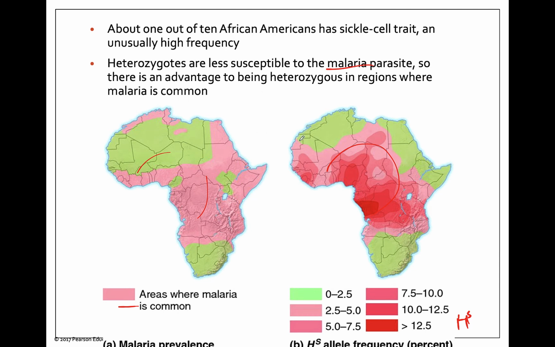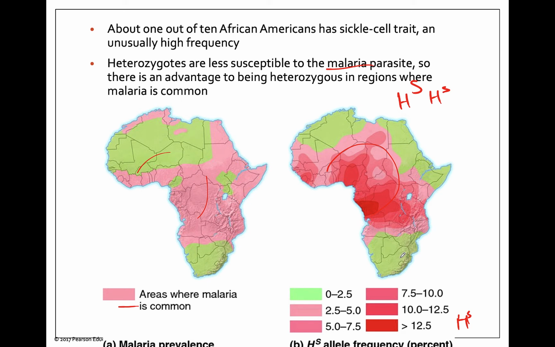And the reason for that is because even though having sickle cell disease is damaging, in areas where malaria is common, having sickle cell trait, the heterozygous, so HS is what they're using here, is actually an advantage. This is something called heterozygote advantage. What happens is those people are generally okay. They might have a few symptoms, but they're generally healthy. And because some of their cells are sickled instead of regular, it actually helps to protect them against malaria.